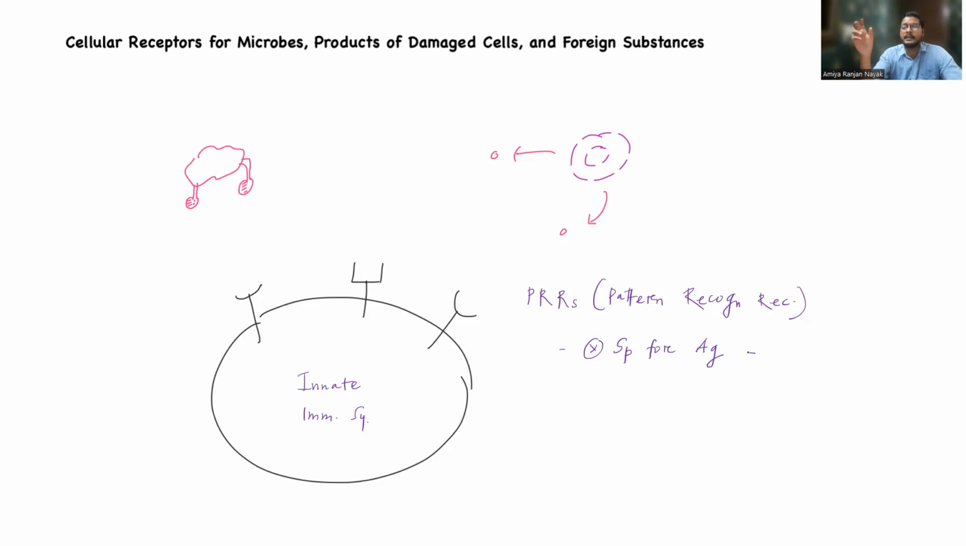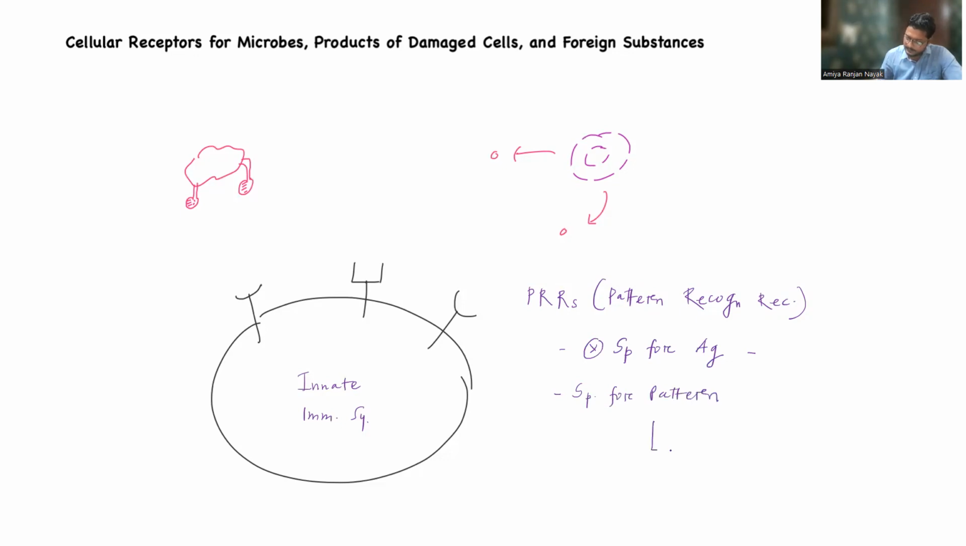We have discussed that one particular lymphocyte is going to have a particular type of lymphocyte receptor, and that particular receptor is going to identify only a particular type of antigen. However, pattern recognition receptors are not specific for a particular type of antigen, but are specific for particular types of patterns. These are specific for patterns.